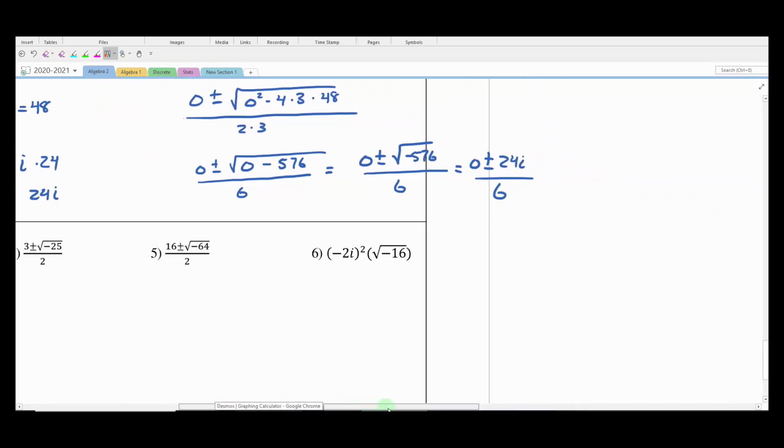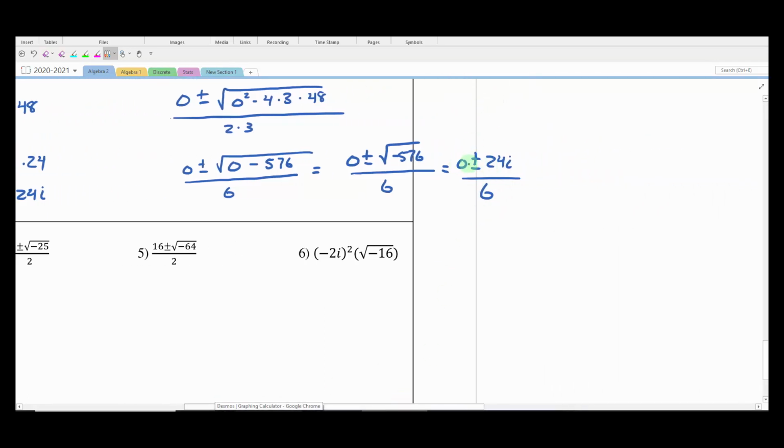Okay. Almost there, almost there. All right, so we're going to get 24I over 6, right? Because 0 plus 24I is just 24I. So we get 24I over 6 and then negative 24I over 6, right? And these are divisible. So if I do 24 divided by 6, I'm going to get 4I. And if I do negative 24I over 6, we get negative 4I. So there are my two roots.